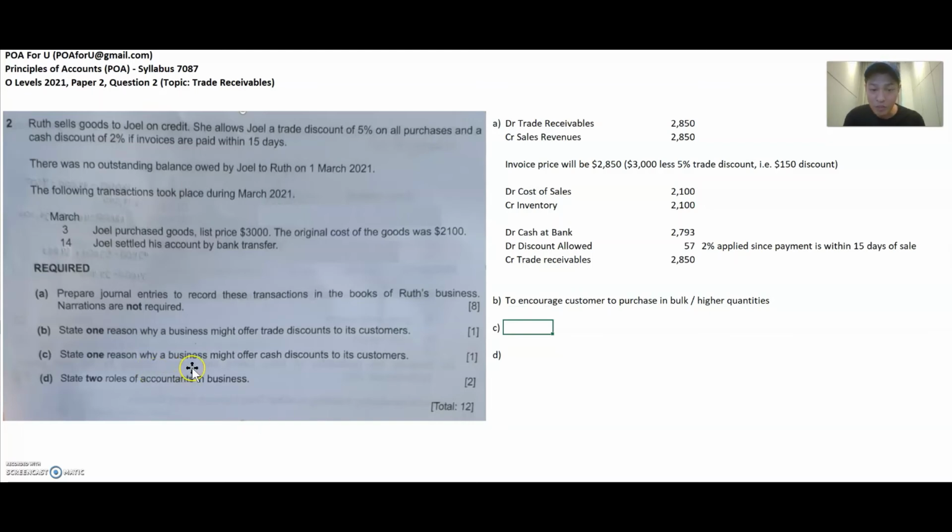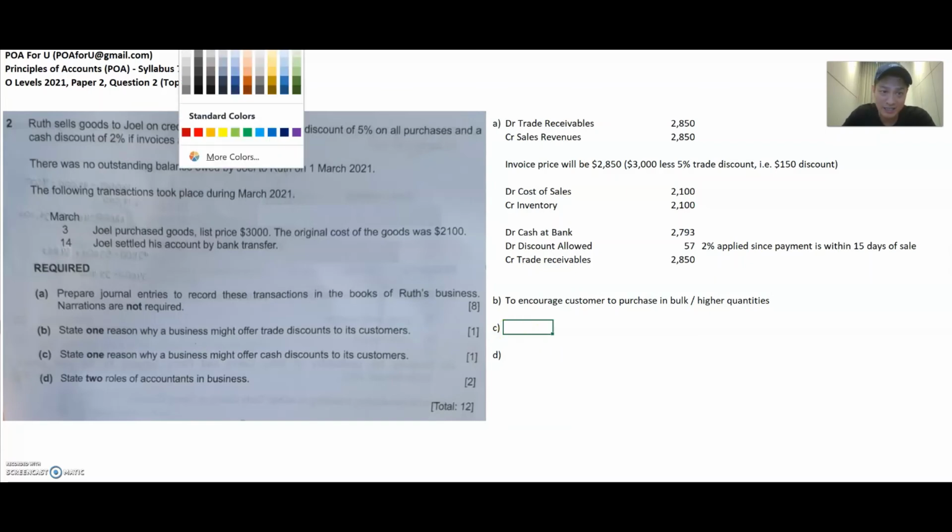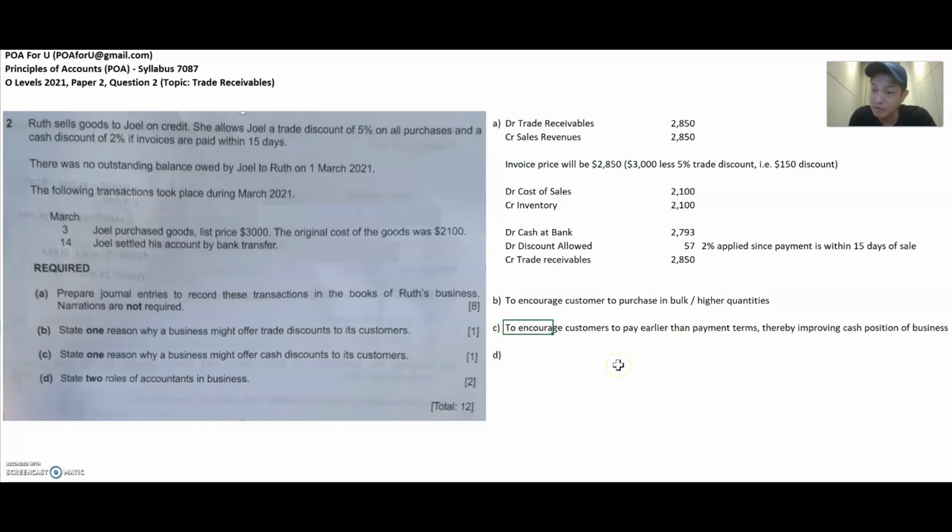Now, state one reason why a business might offer a cash discount. It is to get them to pay earlier, and this really helps the business get more cash in the system, and it can use the cash to do many other things like buy more inventory or pay off their suppliers and stuff like that. So the earlier you get your cash, it's always better for the business. So it's to help them get their money from their customers earlier than expected.